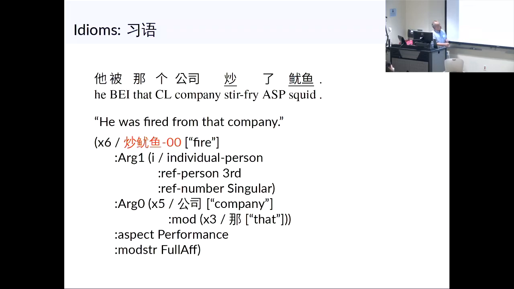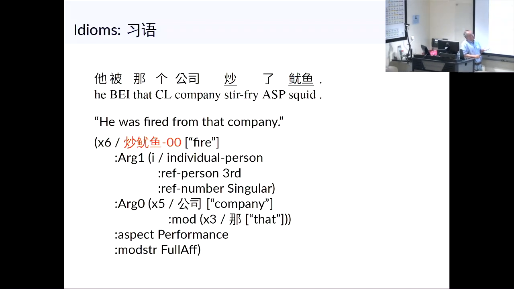I guess what I want to say here is that this is a multi-word expression because there is an aspect marker between them. So you can't just say that's one word. It's clearly a verb, and there's an actual literal meaning for the squid. So what you do in annotation is map this to a single concept.